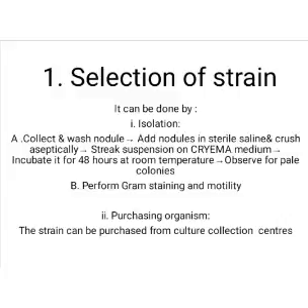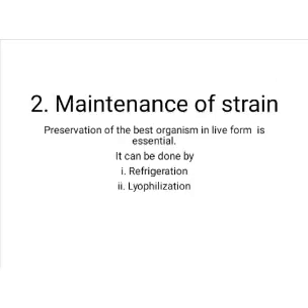Pale colored colonies are to be selected and red colored colonies are to be rejected because Congo red indicates contamination in the medium. It is a differential medium. Rhizobium doesn't absorb Congo red, hence they are pale colored. After isolation, gram staining and motility are performed. Maintenance of the strain to preserve the best organism obtained in live form is essential. This can be done by refrigeration or by lyophilization.